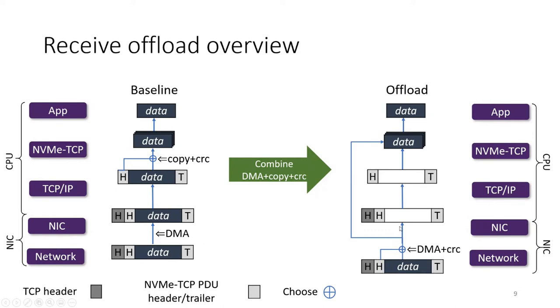But now as a result, when we do this, we don't want to DMA data twice, we want to DMA it only once. So the data goes into the destination buffer while the headers and the PDU header and trailer still go to the NIC receive ring. And so what we have here in the NIC receive ring is the headers and the trailer, but not the data. And in the next couple of slides, I'm going to explain how we overcome this problem. So just bear with me.